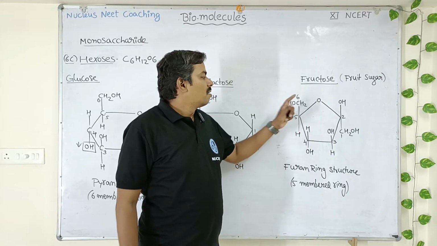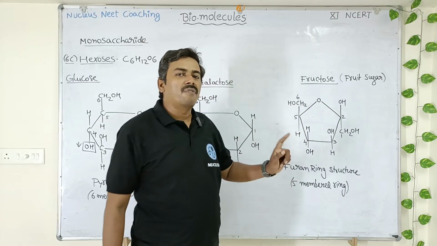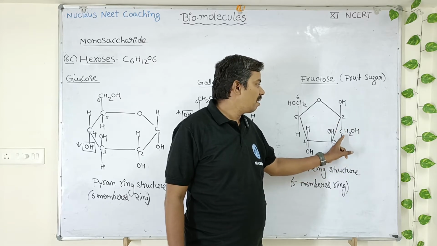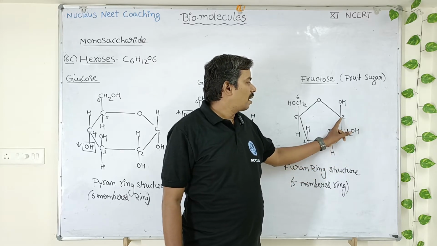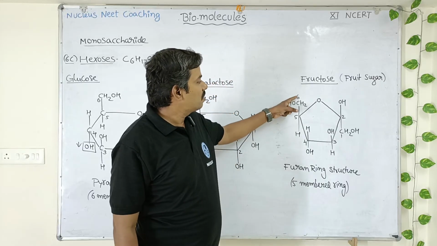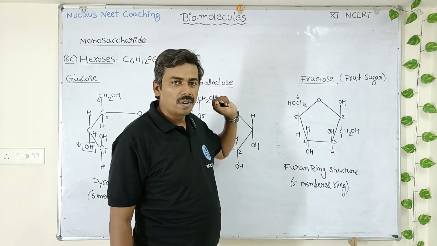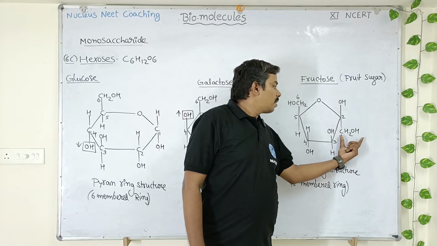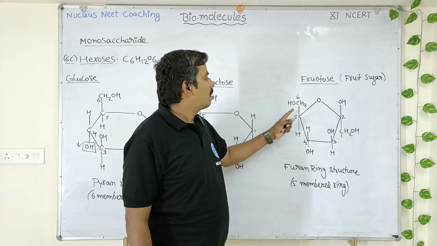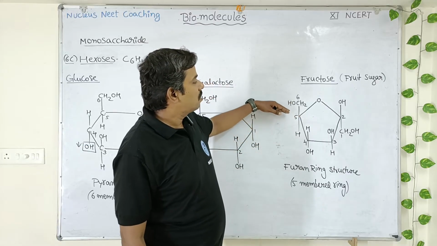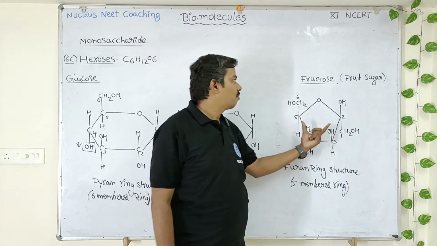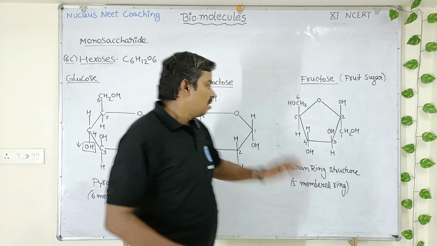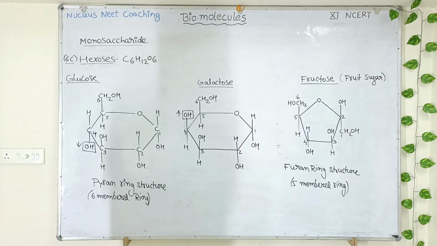And where are the first and sixth carbon? The first and sixth carbon are positioned out of the ring. You can see here the first carbon is attached to the second carbon, and your sixth carbon is attached to the fifth carbon. Understood? So on the second carbon CH2OH is present down, on the fifth carbon CH2OH is present towards up. So this is the fructose furan structure. Understood students? Copy down these 3 structures in your notebook.